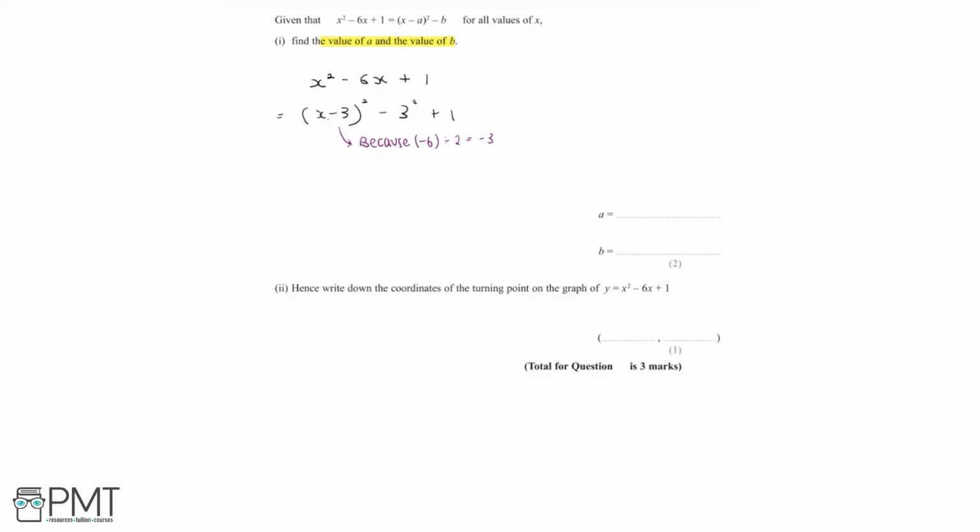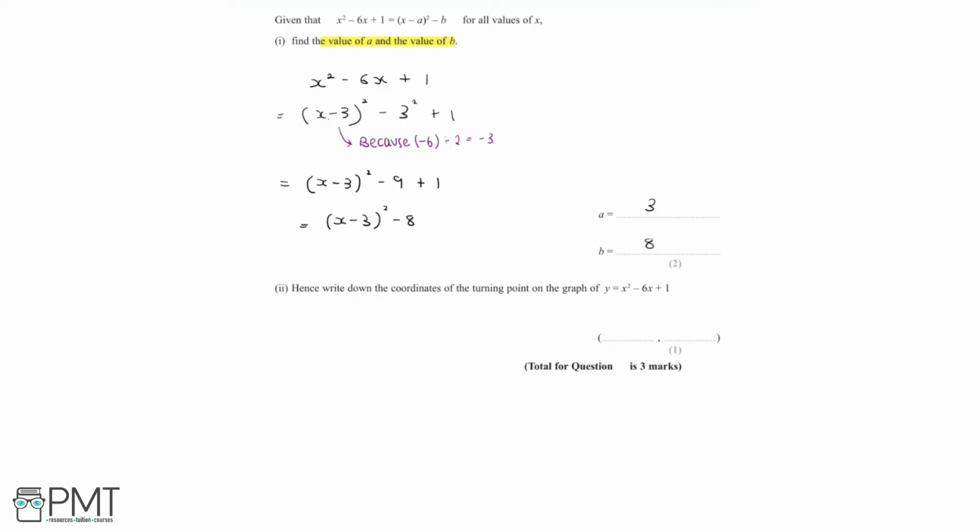And so x minus 3 all squared minus 3 squared plus 1 is equivalent to x minus 3 all squared minus 9 plus 1. Minus 9 plus 1 is equal to minus 8. And so this is now equal to x minus 3 all squared minus 8. And so we can see that we've now written this in the form x minus a all squared minus b. And so we can see that the value of a is equal to 3 and the value of b is equal to 8.